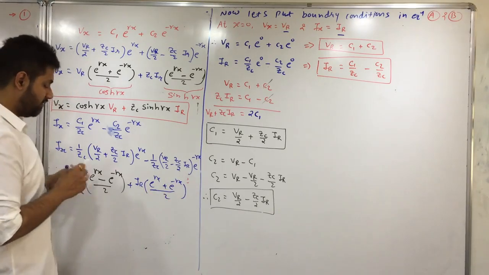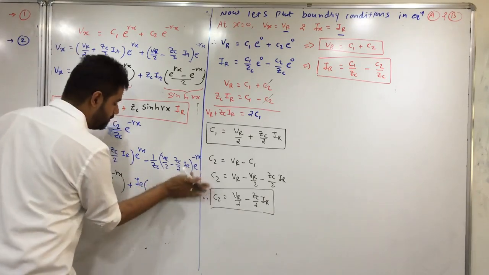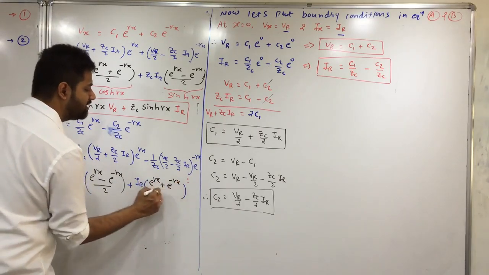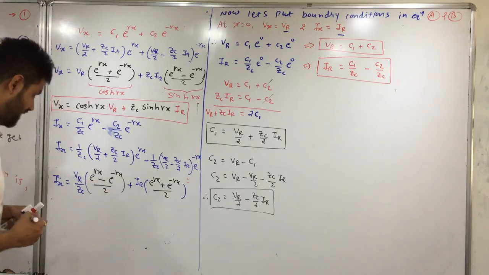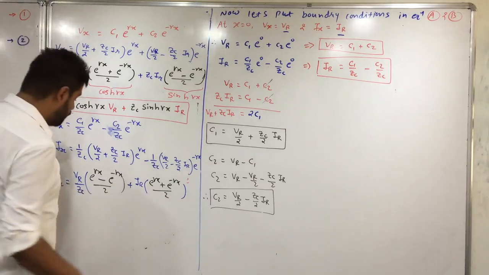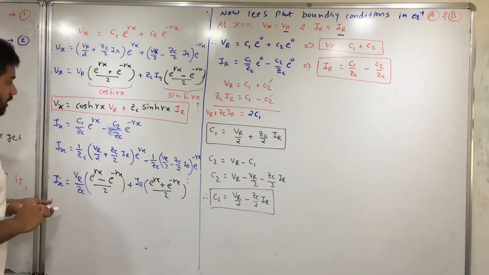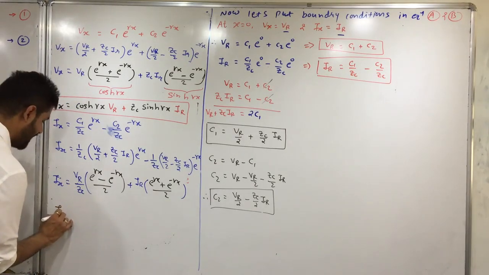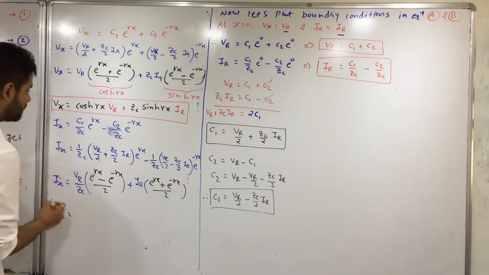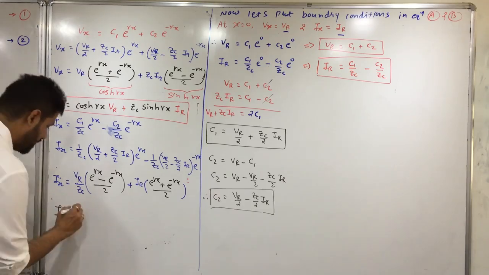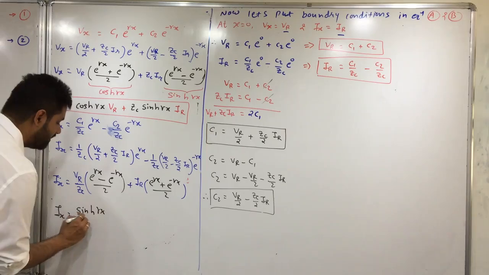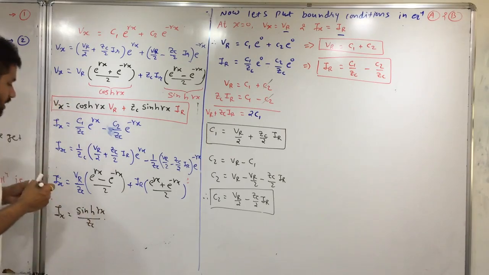So I should have written it with black. So let's write it with black. And we have e raised to gamma x plus e raised to minus gamma x divided by 2. So we have got again the next equation. This is sine hyperbolic gamma x, this is cosine hyperbolic gamma x. So I can say that my value of Ix is like this. Ix is equal to, sorry, it is sine of hyperbolic gamma x divided by ZC into VR.